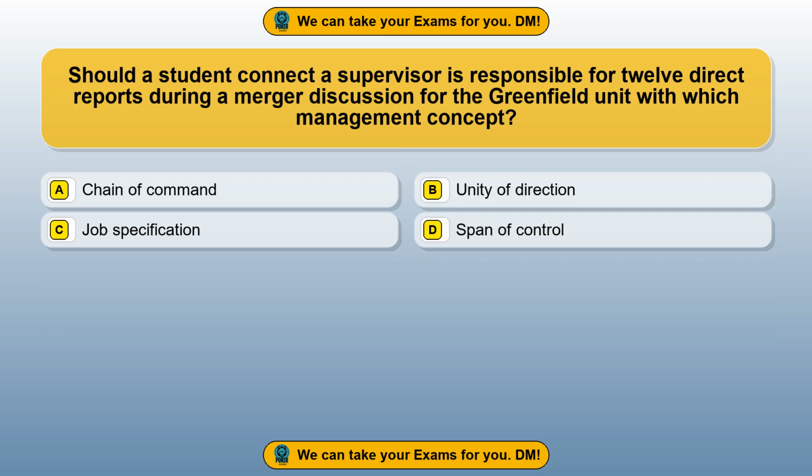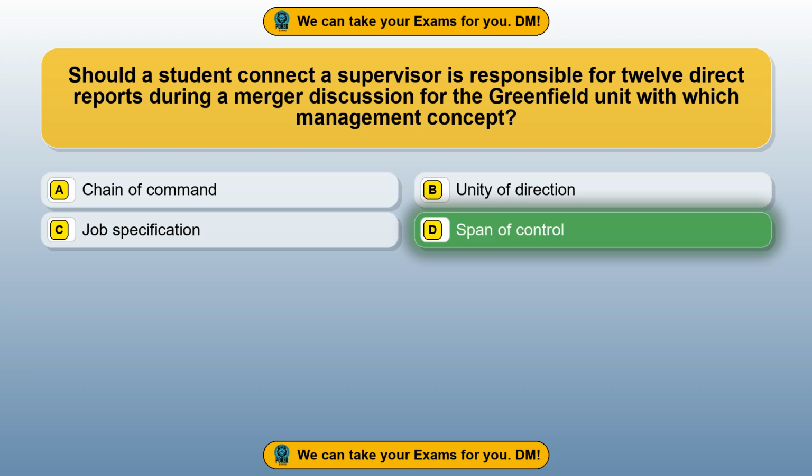Question 2. Should a student connect a supervisor responsible for 12 direct reports during a merger discussion for the Greenfield unit with which management concept? Option A, chain of command. Option B, unity of direction. Option C, job specification. Option D, span of control. The correct answer is option D, span of control.